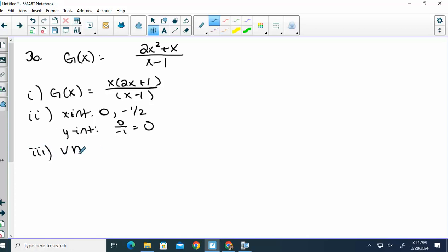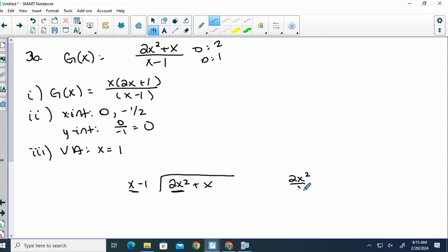Asymptotes, vertical asymptote, x equals, what makes the bottom 0? 1. What's the degree of the top? Bottom. If the top is 1 bigger, what does that mean? Oblique. To find it, we have to do long division. So we have 2x squared plus x divided by x minus 1. 2x squared divided by x. What's that equal? 2x. So that's where we start.